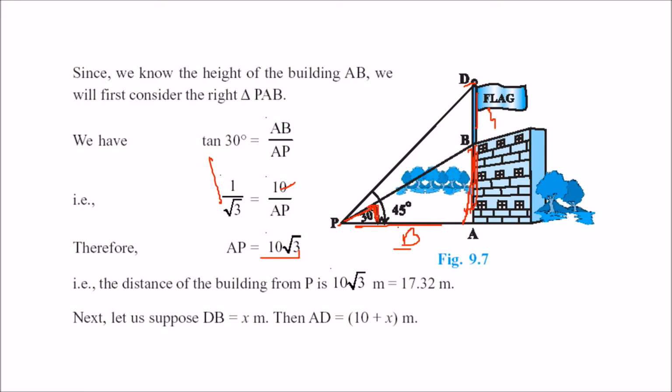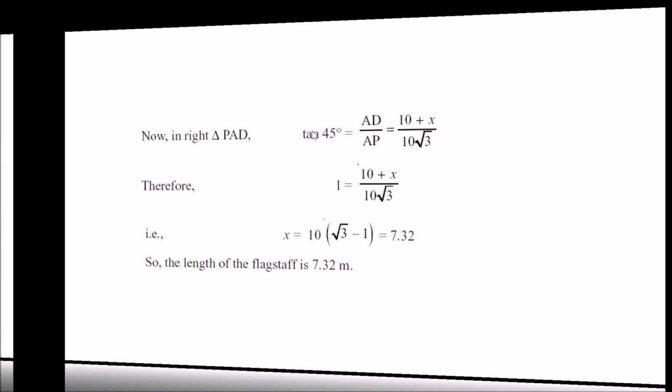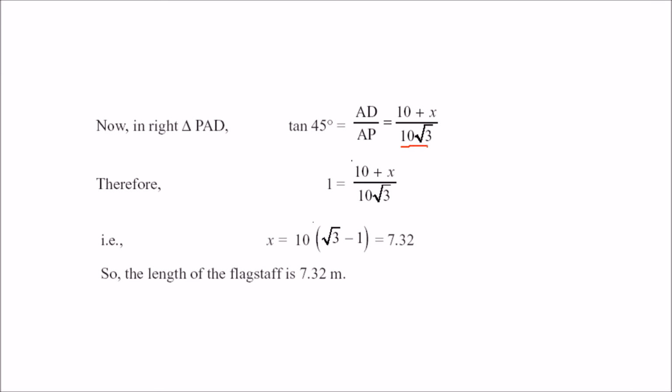Now let us come again to tan 45 degree. Tan 45 degree is what? Say this is x. This is 10. So x plus 10 by base. So we'll find out the tan 45. Tan 45 will be 10 plus x by 10 root 3. And tan 45 is nothing but 1.